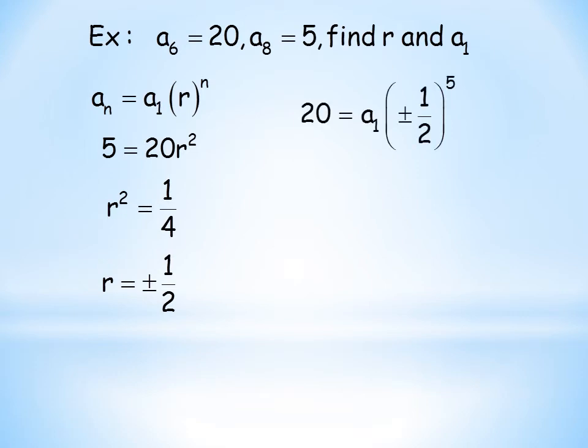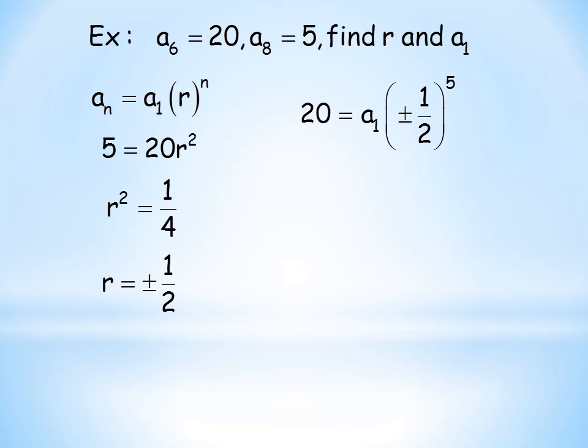Now if I want to find a1, I'm going to start with 20. You could just as easily have started with 8. It doesn't really matter. But I'm going to call 20 my last term, equals a1 times my ratio, plus or minus a half. And since I used a6 as my last term, that means n minus 1 would be 5. If I decided to use 5 as my last term, then n minus 1 would simply be 7.